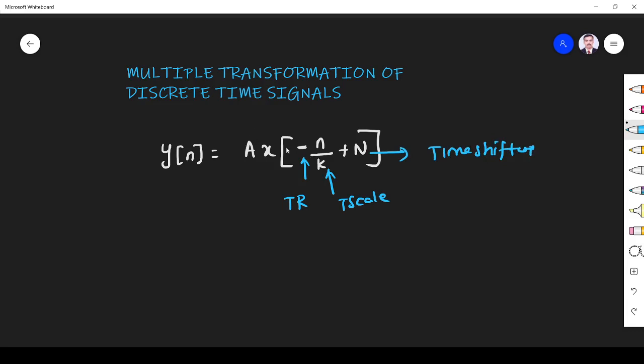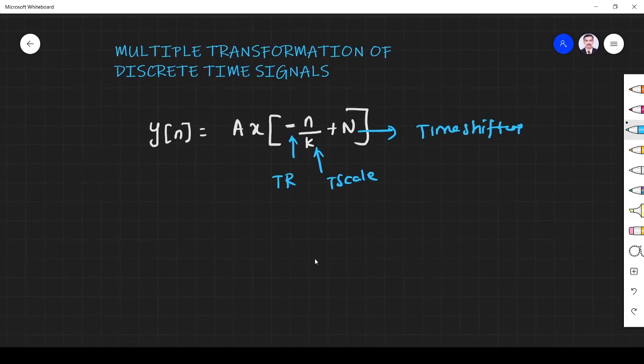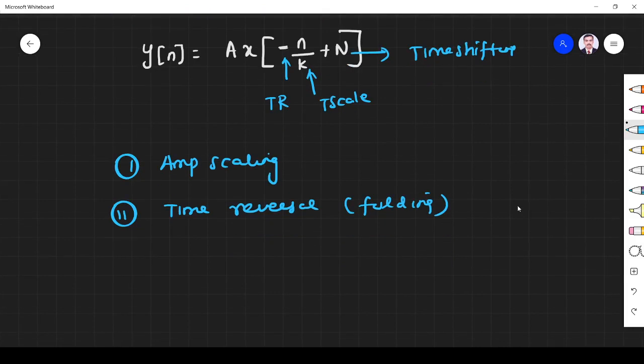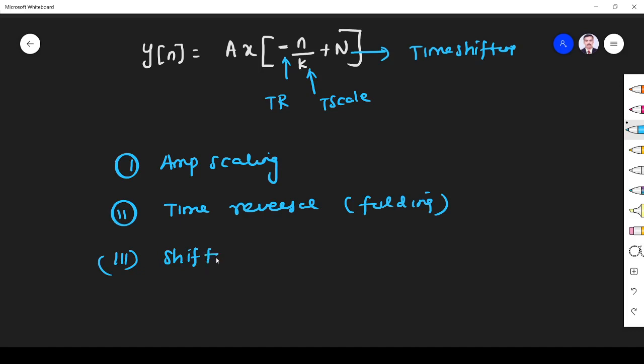Suppose they give x of n and ask us to draw this signal, what do we have to do? Like in continuous time signals, we have operation precedence. The same thing we have in discrete time signals also. First operation we have to do is amplitude scaling. This is the operation precedence, right? Second one is time reversal. Another name for time reversal is folding. And third one is shifting. Fourth, we have to scale. This is the order, right?